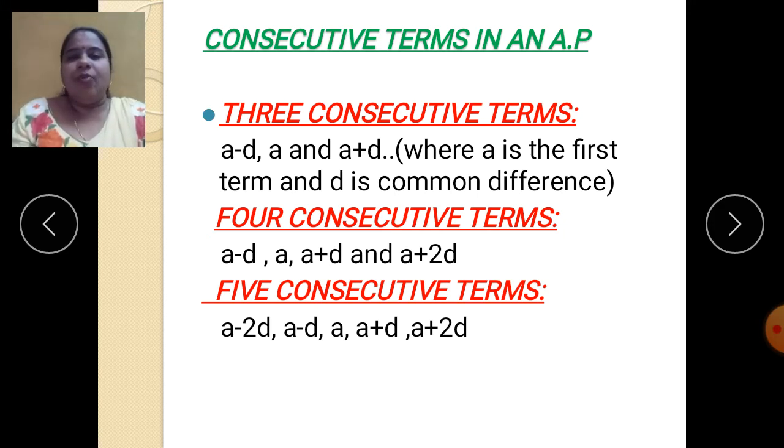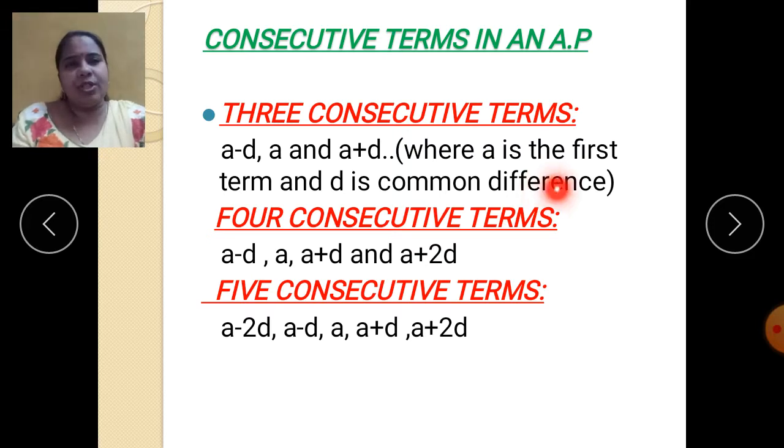Now, for natural numbers, if you remember in lower standards, for 3 consecutive natural numbers, what we used to assume? x, x plus 1, x plus 2. But since this is an AP where the difference is constant, the assumption also changes. Be very strict with this A and D. You cannot use x here. You have to use A and D only, where A is the first term and D is the common difference.